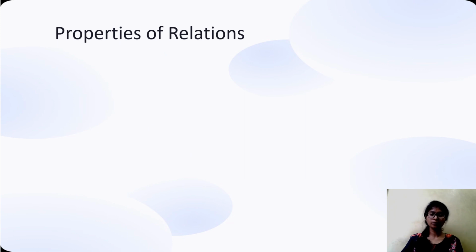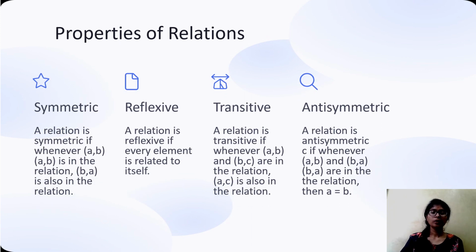So let's know about the properties of relation. The properties are symmetric, reflexive, transitive, and antisymmetric. Coming to the symmetric property, a relation is said to be symmetric if whenever the element (A, B) is in the relation, then (B, A) should also be in the same relation.